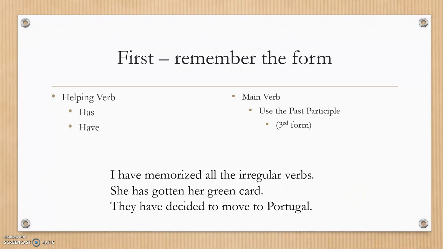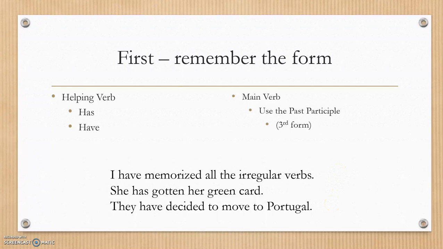I have memorized all the irregular verbs. What does that mean? I learned them in the past, and now I remember them and I can use them now. It doesn't really matter exactly when you memorized all of them. The important thing is that you keep them in your brain, right?